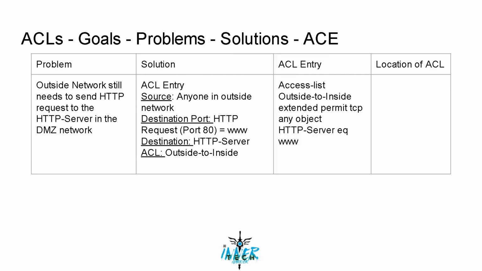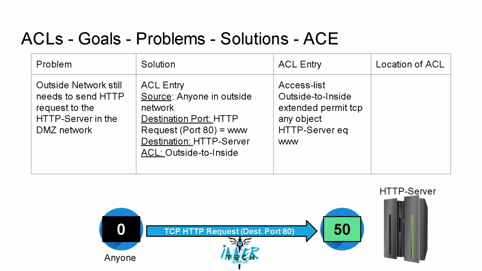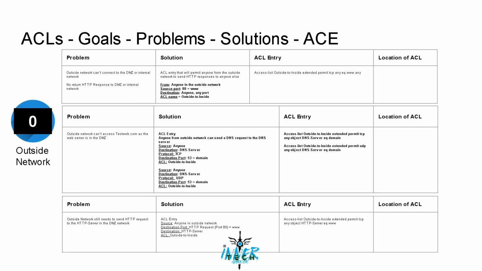The ACL would be access-list outside-to-inside extended permit TCP any object HTTP-server equal www. So we're saying it's an extended access list that permits a TCP protocol from anyone to the HTTP-server object as the destination, as long as the data packet has a destination port of 80. Nice. Okay, those ACLs would solve our outside network problems.